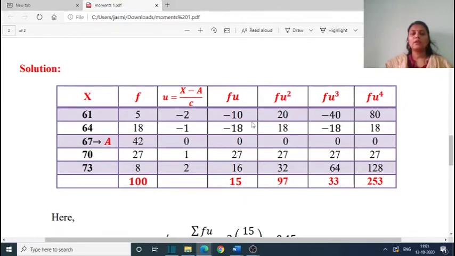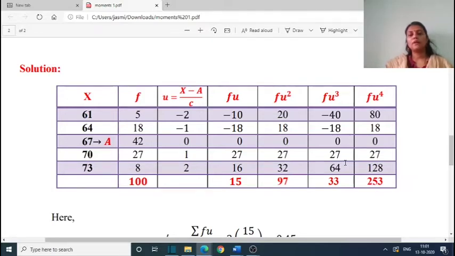Now fu square, if we multiply fu with u, so this is 20, 18, 0, 27, 32, and sigma fu square is equal to 97. Now we can find fu cube, so we multiply fu square with u. So 20 into minus 20 minus 40, 18 into minus 1 minus 18, 0, 27 into 1 27, 32 into 2 64.